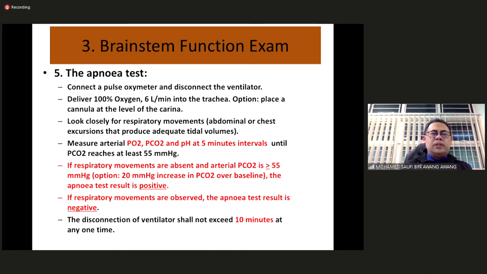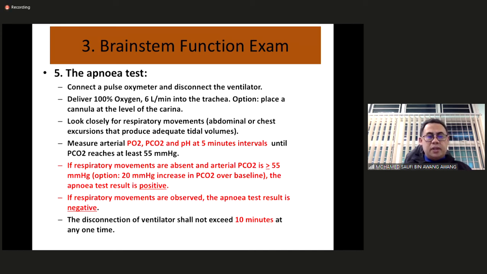Then you connect the patient with 6 liters of oxygen straight to the ETT. You disconnect from the ventilator, then connect oxygen directly from the wall, 6 liters per minute. Then you start measuring the ABG. You already have a baseline ABG from after 10 minutes of washout on the ventilator. Then you disconnect the ventilator and connect directly to oxygen at 6 liters per minute.